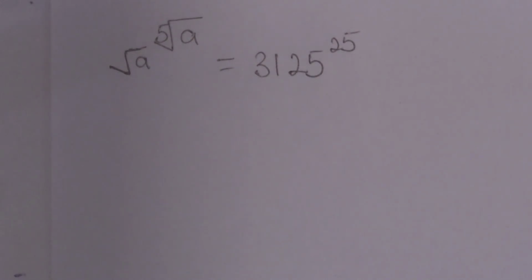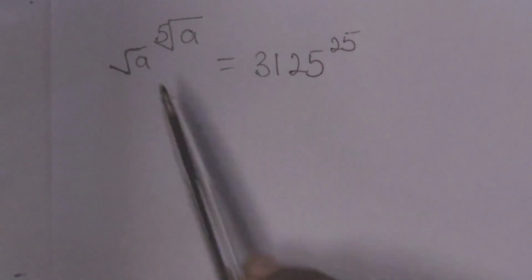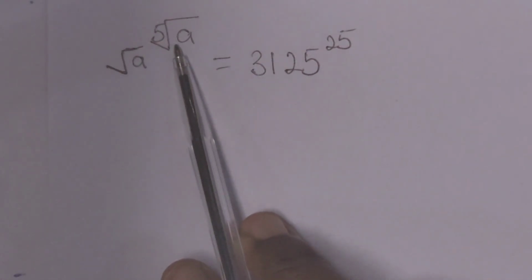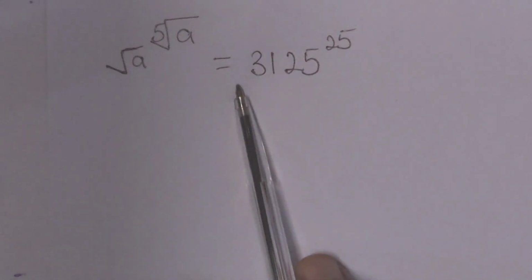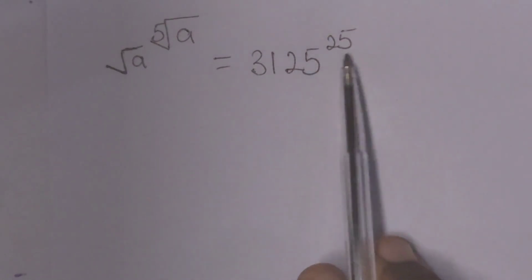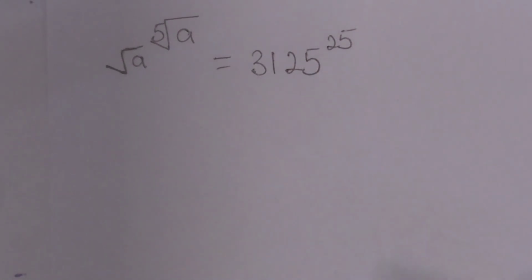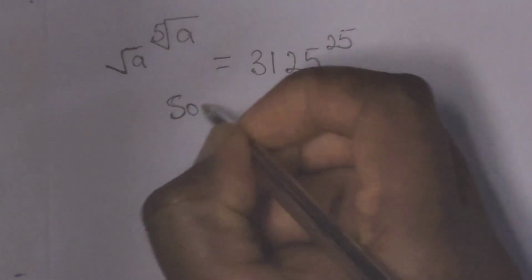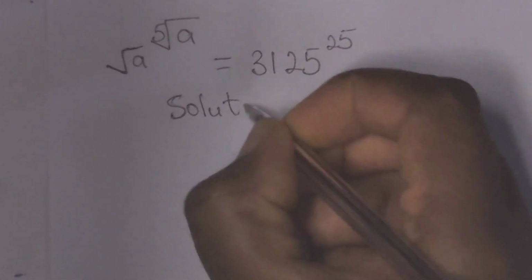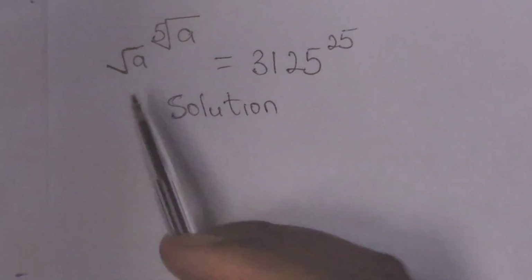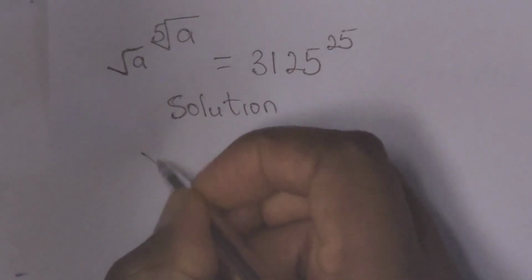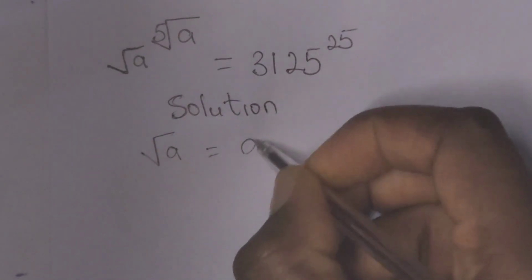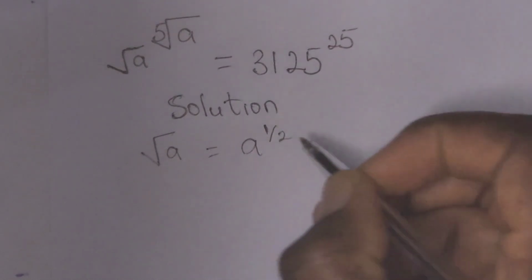So today we have this math problem to resolve. We have root a, all to the power of the fifth root of a, to be equal to 3125 to the power of 25. So let's begin. Let's record that root a is equal to a to the power of half.